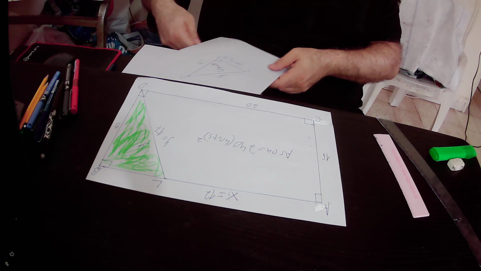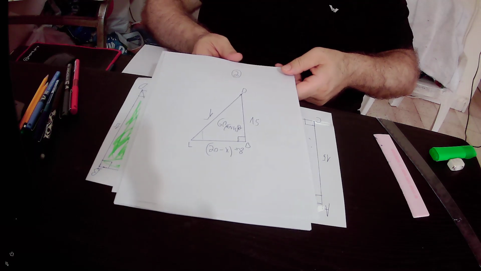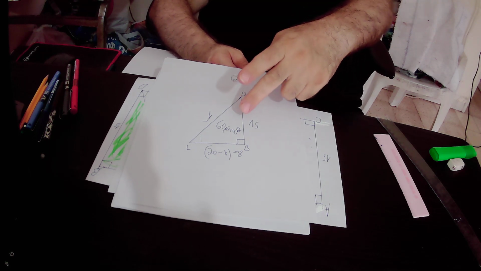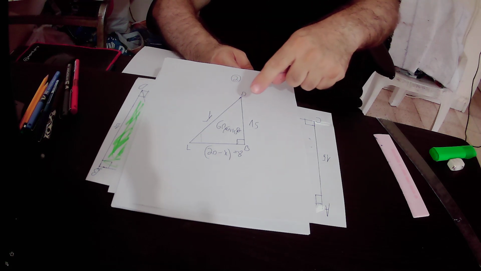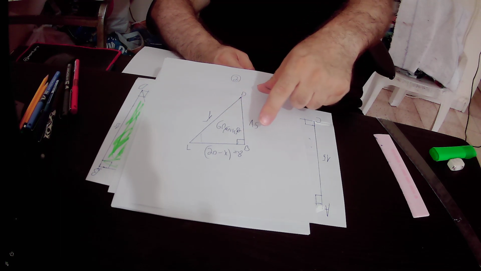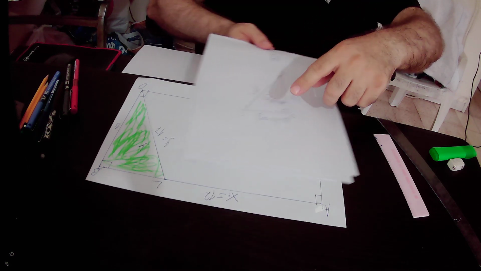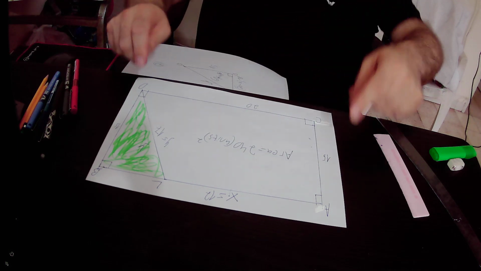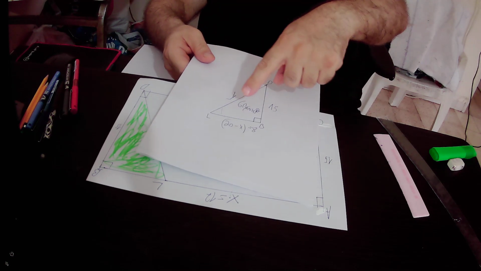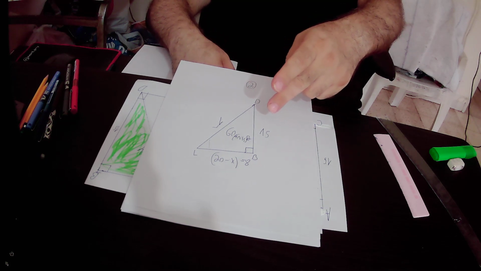I copied the right triangle again. I drew it here. And we know that the area of this triangle equals 60 units squared. This side equals 15 units, and this side is actually LB, and LB equals 20 units minus X. Actually, the only missing variable here is X.